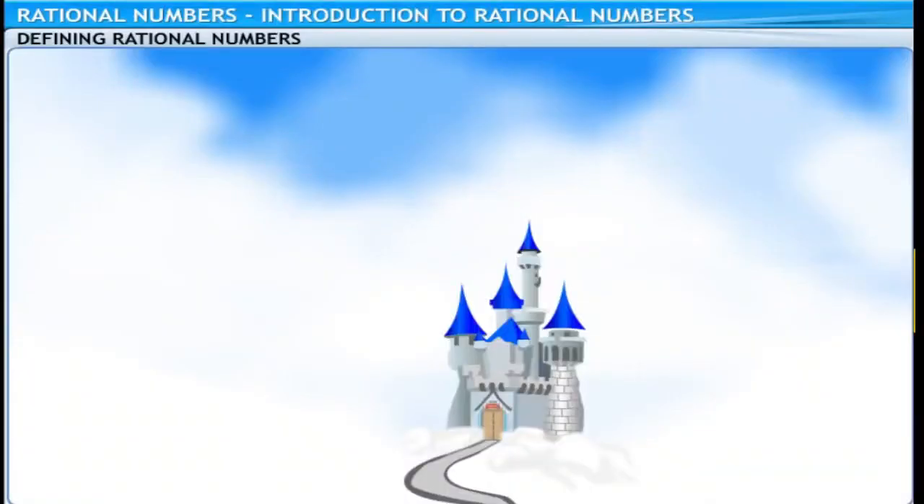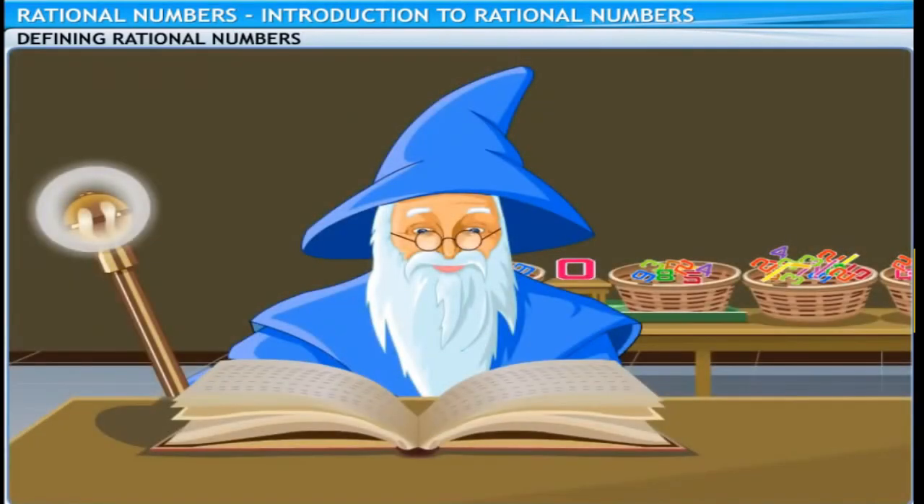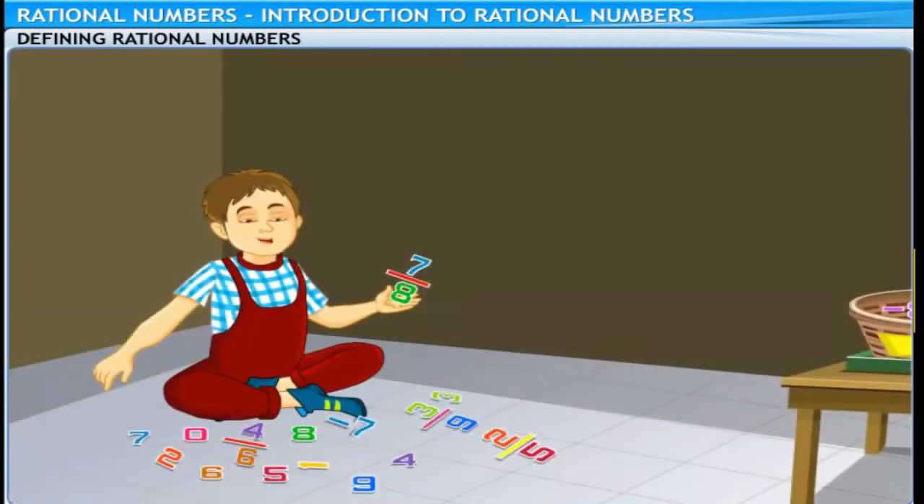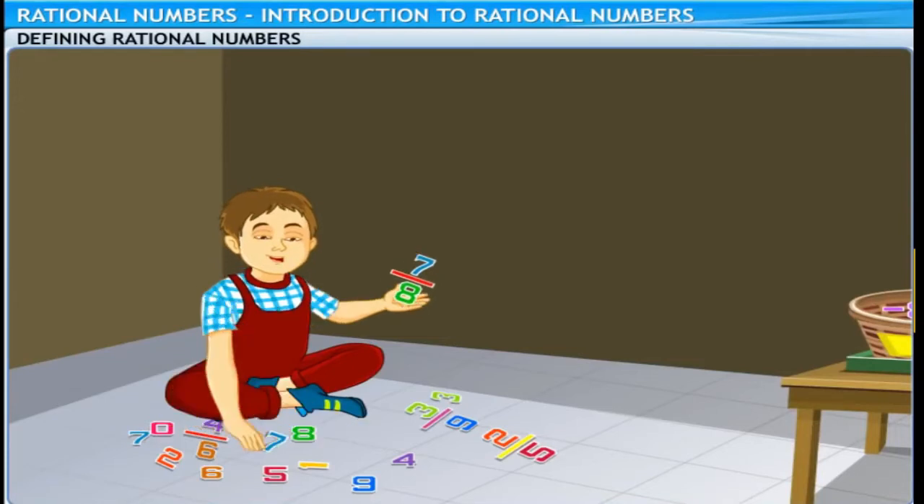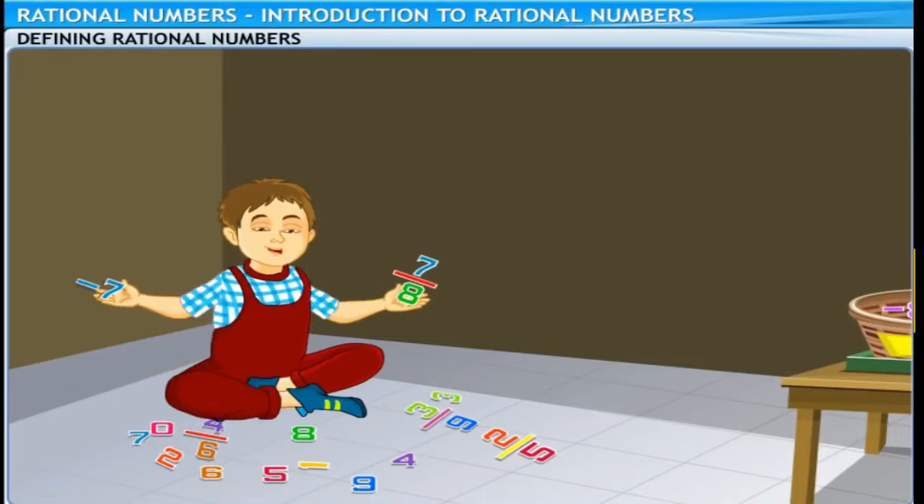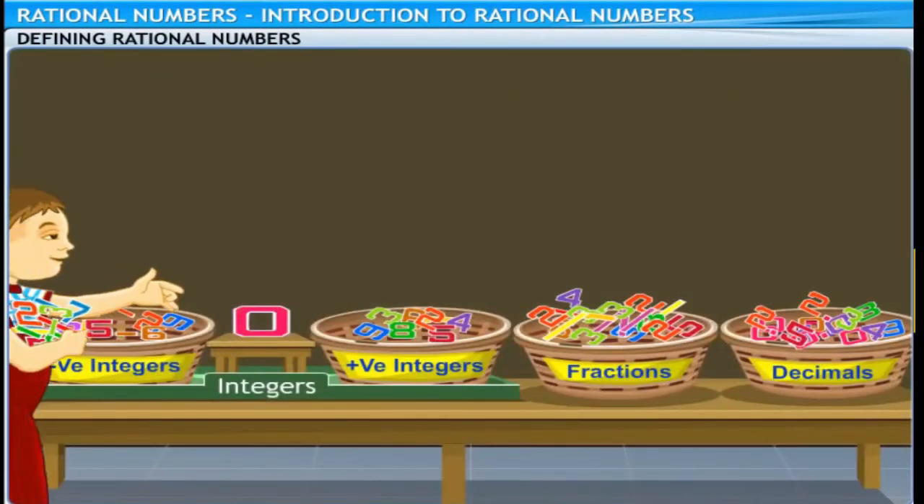High up in the sky, above the clouds, lives Mr. Numbermaker. Mr. Numbermaker makes all the numbers for us. This is Naughty Unc, Mr. Numbermaker's grandson. He loves to play with Grandpa's numbers. He's always up to some mischief. Wonder what he's doing now.